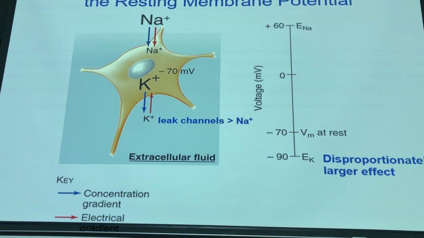You said negative 70 was a resting membrane potential for what? The neuron.